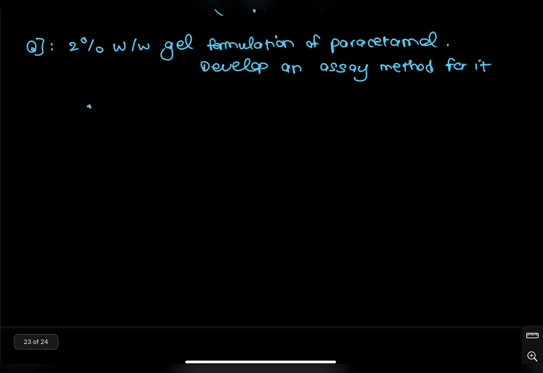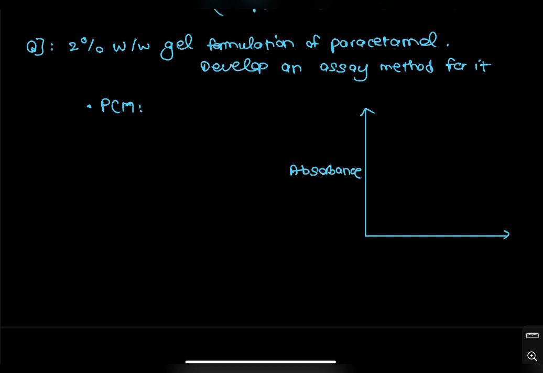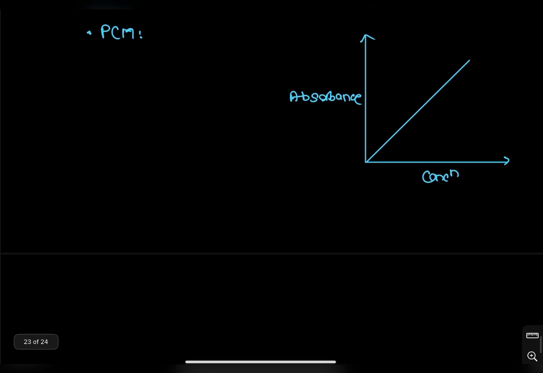What we will do first is this: every single compound, for example paracetamol, has a concentration range where the absorbance and the concentration graph is linear and proportional. And mark my words, I say linear as well as proportional, because these two are different things altogether.